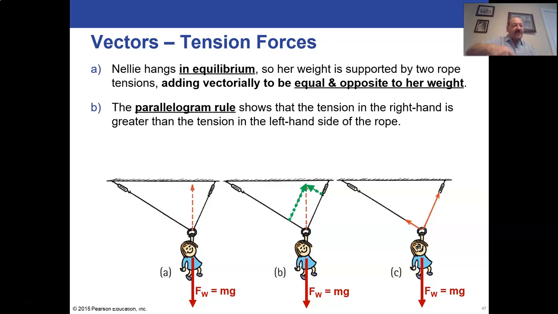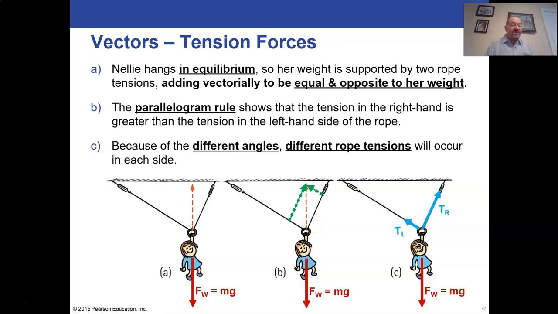So if her weight is down, there must be an opposite force up. And the only sources of that opposite force are the 2 cables pulling up. So they must have forces on them that will add up to vertical. And the way to do that is use the parallelogram rule shown in the green here. And once you know the sizes of those, you can just move them so that they line up with the cables themselves.